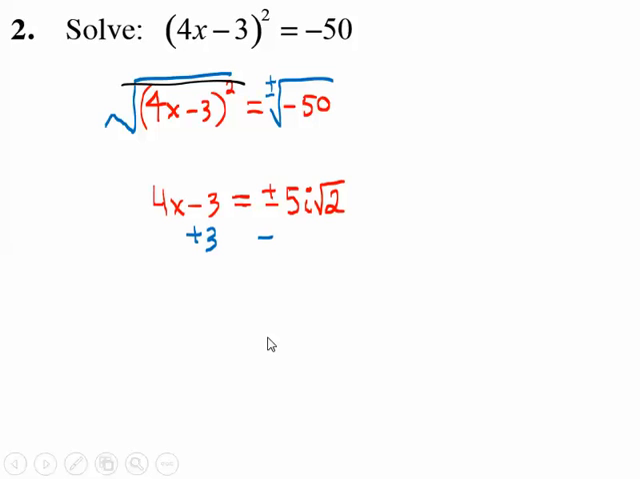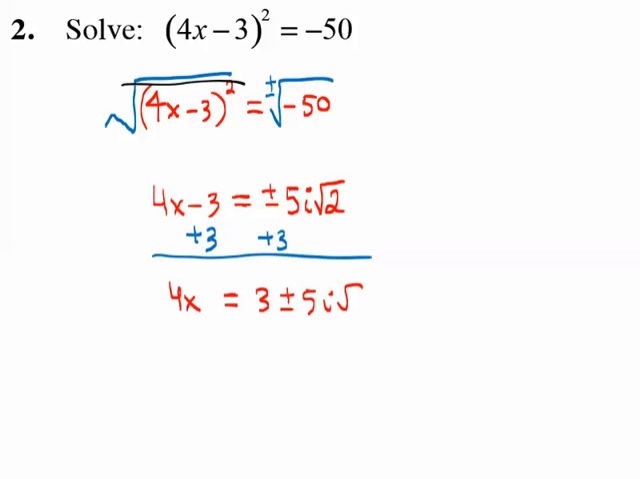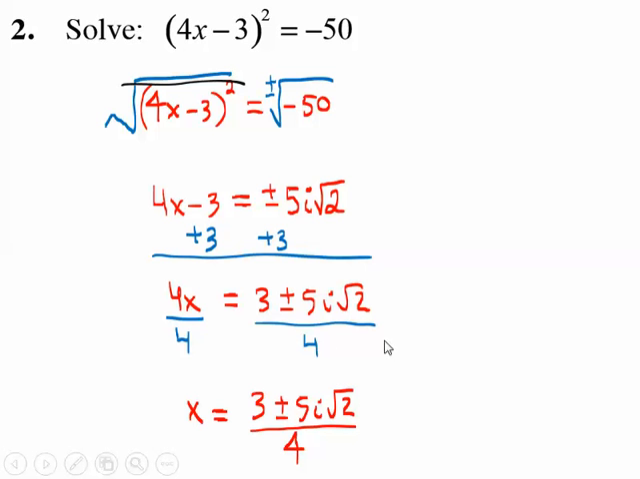So let's add 3 to both sides. Again, keeping everything the same. So I got a 4x here, a 3, because I don't want to write down the plus sign, plus or minus 5i root 2. Okay, how about divide by 4 now on both sides, and I got myself a 3 plus or minus 5i root 2 divided by 4, and you know what? That is the final answer. A whole bunch of weird stuff in there, but that's it.